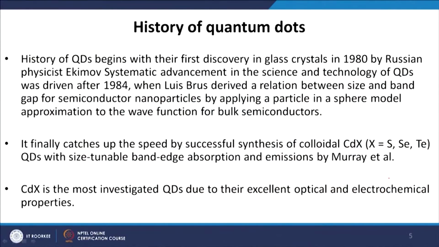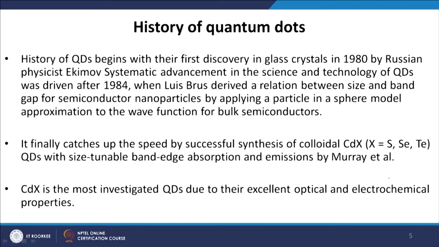Now, the quantum dots were actually discovered a long time back. The history of quantum dots begins with their first discovery in glass crystal in 1980 by a Russian scientist, Ekimov, who did very systematic advancement of the research on quantum dots, and it also led to the 1984 discovery by Louis Brus, who derived a relation between the size and band gap for semiconductor nanoparticles by applying a particle in a sphere model approximation to the wave function for bulk semiconductor.